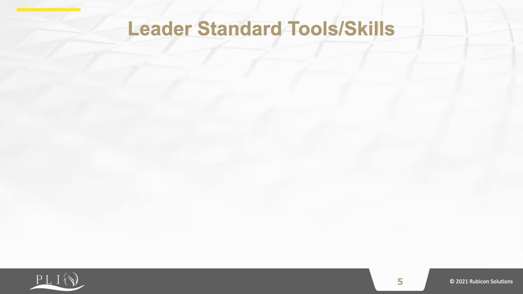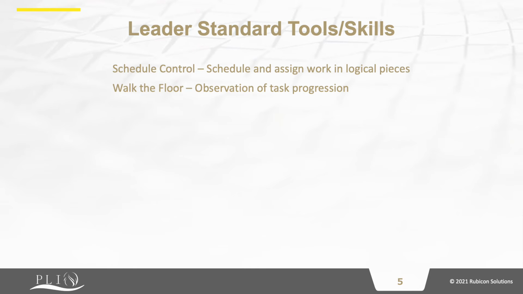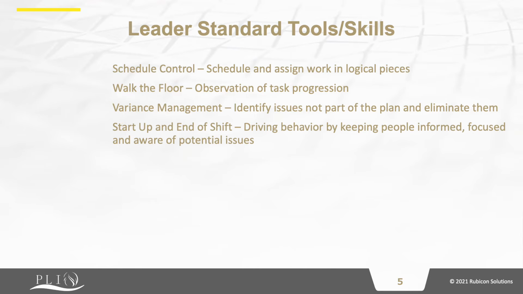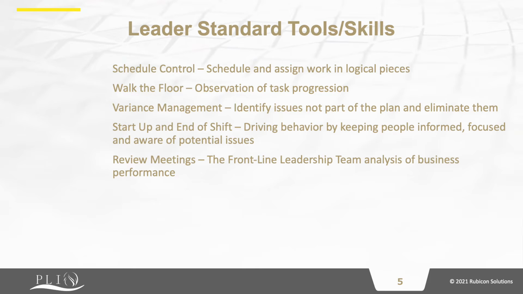And we're also going to look at what we call leader standard skills. And those are things like schedule control, schedule and assign work in logical pieces, walking the floor, which is not just a wandering around type of activity. Variance management, and if you haven't heard of that before, you're going to become very familiar with it. But basically looking for the issues that are getting in the way of you and your team performing to their optimum. Startup and end of shift. Some of you are doing this already in terms of your toolbox meetings in the morning. Some are doing some things at the end of the day, but it's not happening consistently, but that's good. Things are definitely happening there.